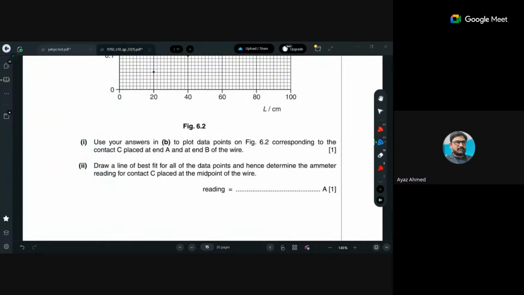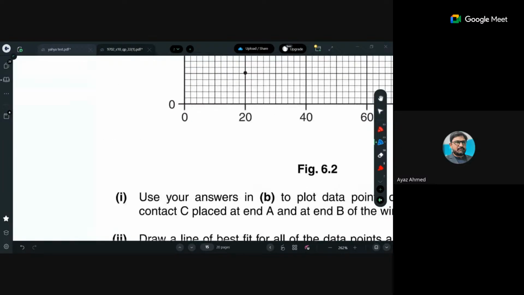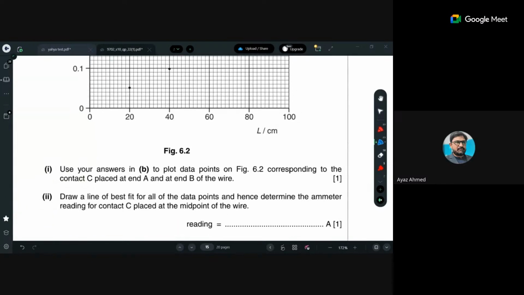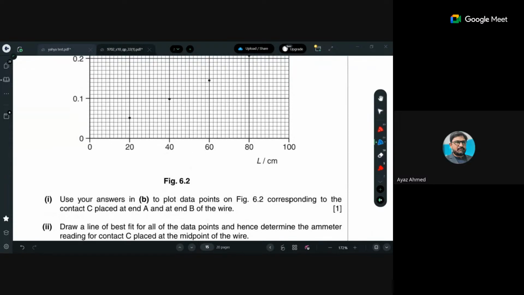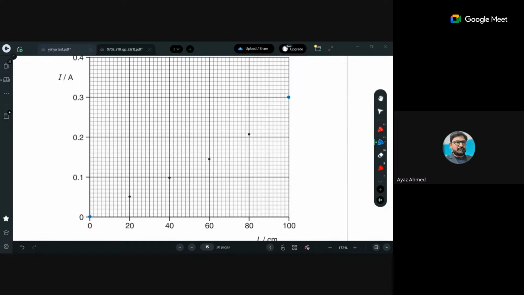Use your answer in B to plot a data point. Data points on figure 6.2 corresponding to the contact C placed at end A and end B of the wire. Okay, so length is zero. When length was zero, what was the current? Zero. Okay, we have to place 0 over here. And when length was 100, what was the current? 0.3 ampere. So this would be the point you have to plot. Is it clear? Okay.